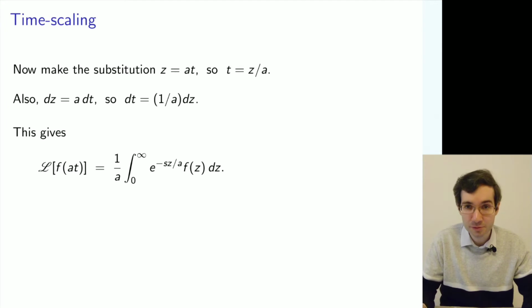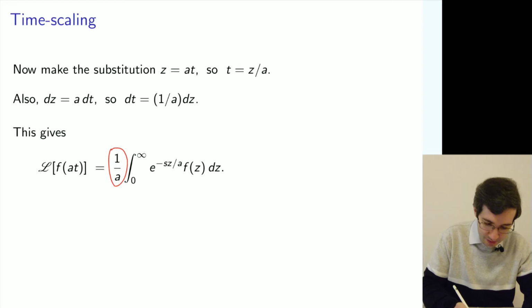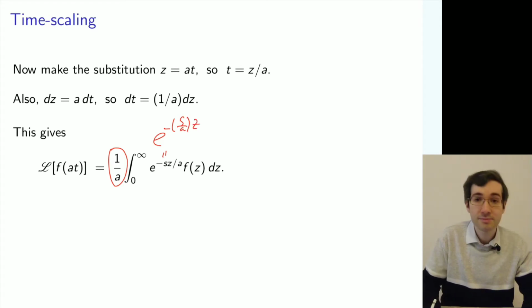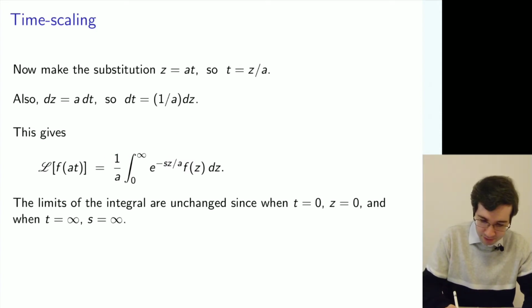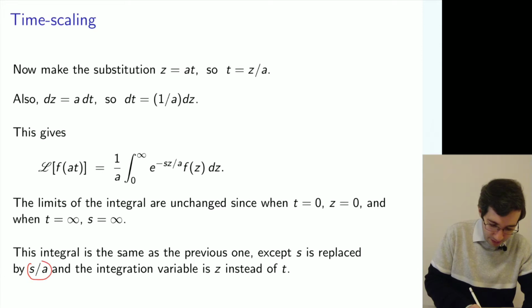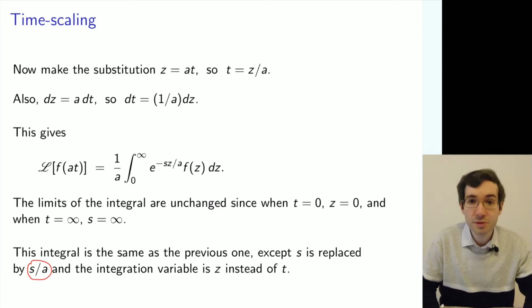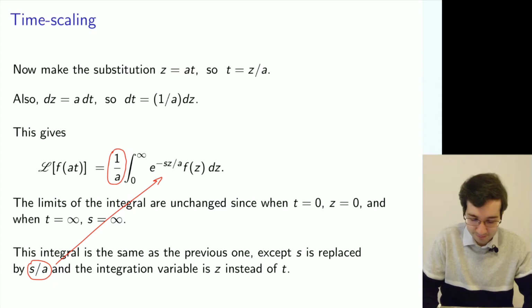So the integral transforms to this form. Note the difference. It has a factor 1 over a in front of it, and also inside it has an exponential to the power of s over a times z. Also note that the limits are not changed and that there is a new factor s over a. So there are two differences. One is this scaling factor inside the integral, and also a scaling factor in front of the integral.